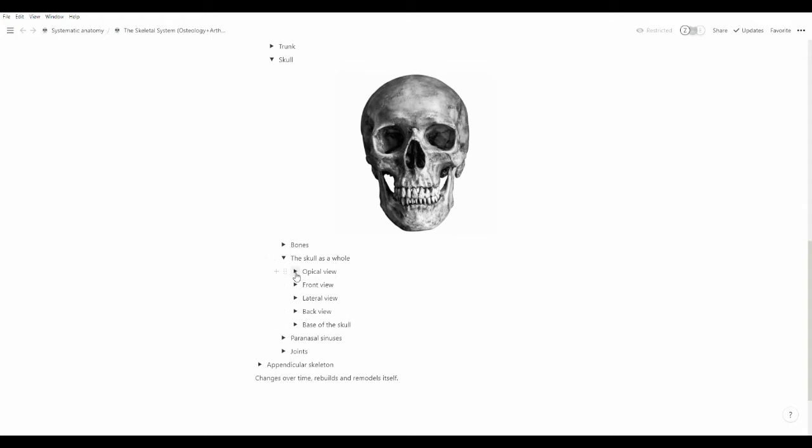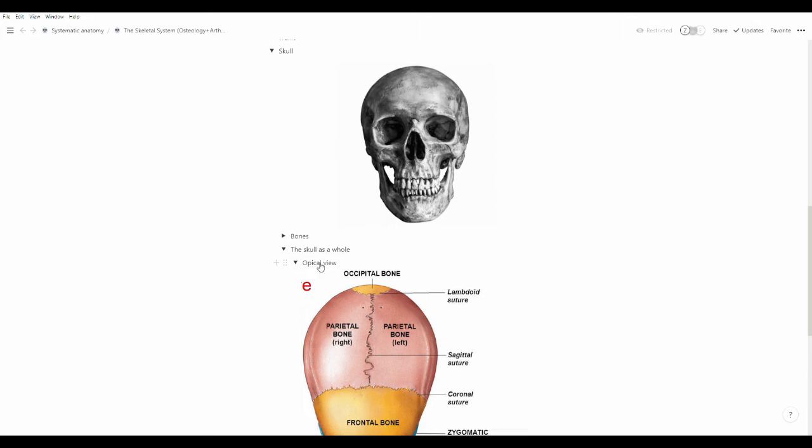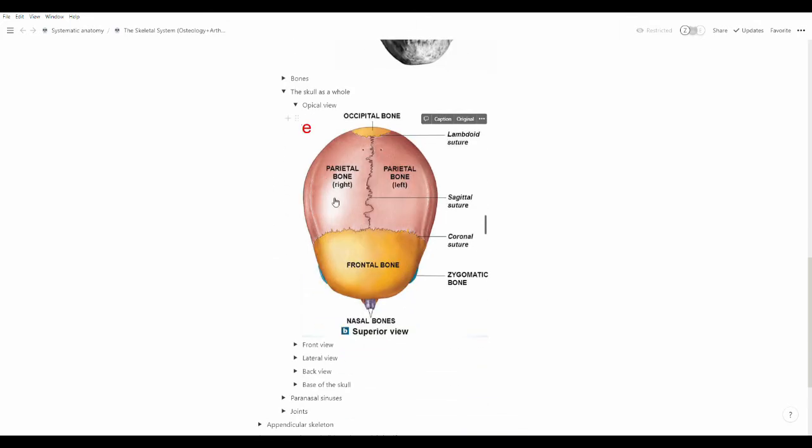So the first view we'll be looking at is the easiest one, in my opinion. We'll be looking at the optical view, or the superior view, looking at it from the top. So right after I see this, I can identify the frontal bone, the simplest one. We have two parietal bones, the boring bones. We have one occipital bone here, and of course we have the two nasal bones in the front here. And actually we can see a bit of the zygomatic bone in here. You can see it goes out, so you can see that.